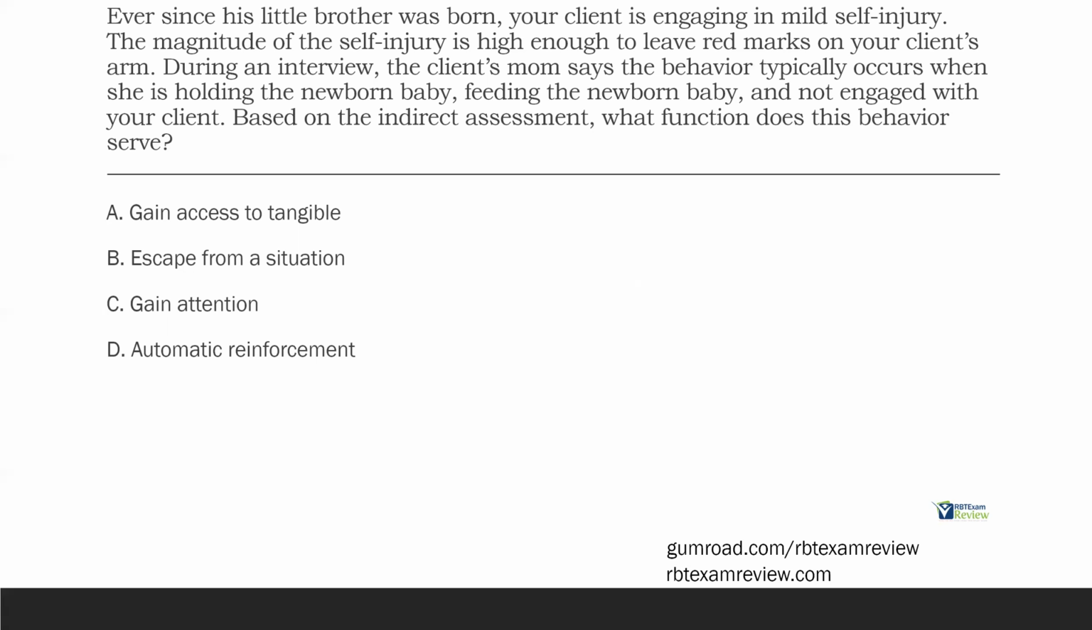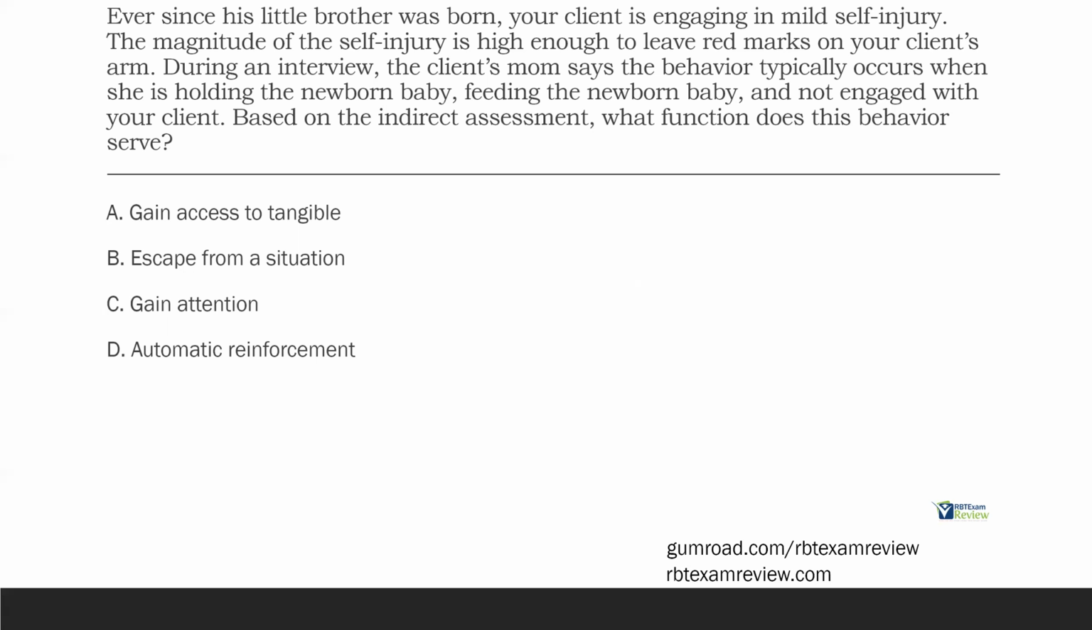In this case, the self-injury behavior is occurring in the presence of this newborn baby, right? The client's not getting engaged with. So we do an indirect assessment in the form of an interview. Mom gives us all this data. Based on all this information, what function does this possibly serve? A, gain access to a tangible. Is there any data indicating that this client wants to gain access to something, an item or a stimulus? No, right? There's no items involved in here.